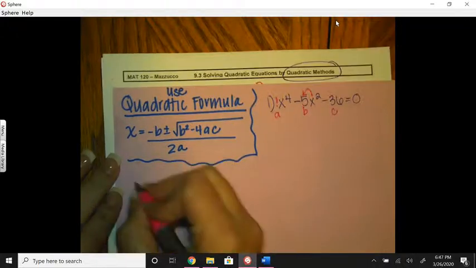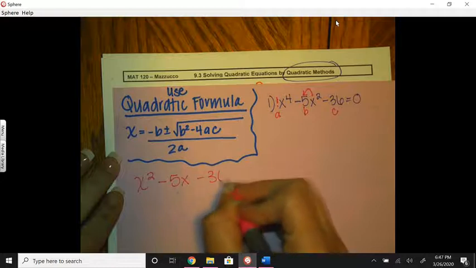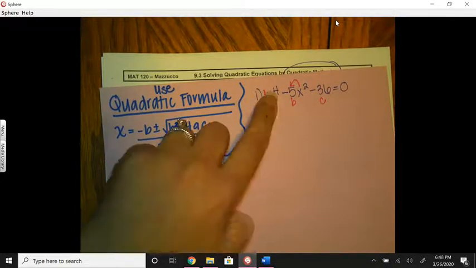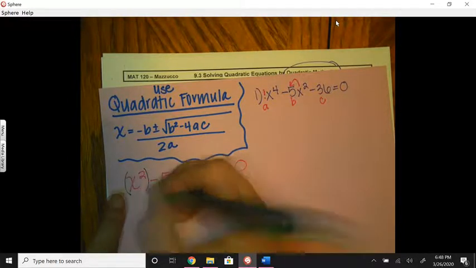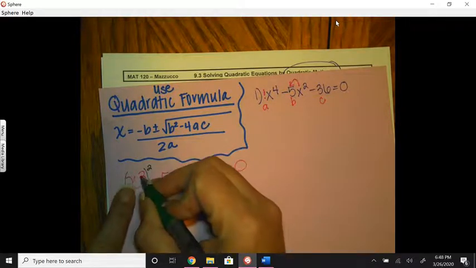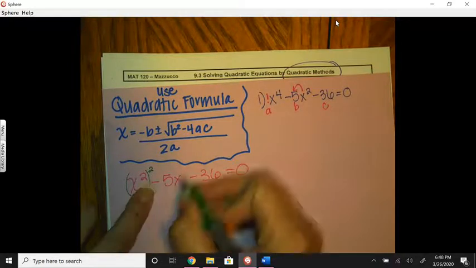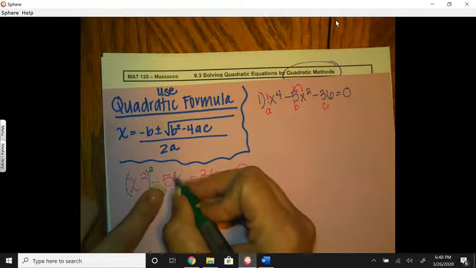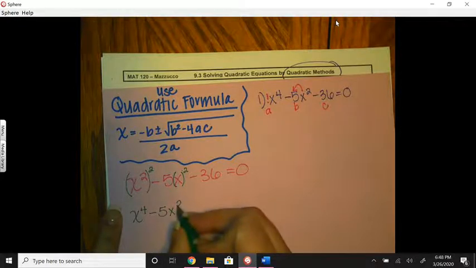If the problem looked like this, this would be a quadratic equation. But because this problem here is not squared, it's like this. To get it to 4, we'd have to square that. So x squared squared, that's how you would get x to the 4th. And if we square this x here, that's how you would get negative 5x squared.